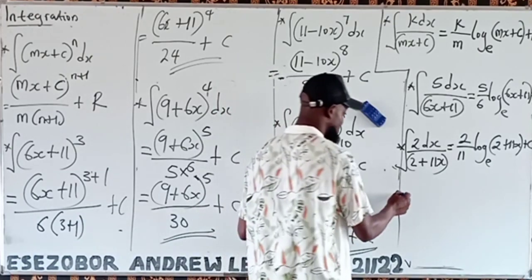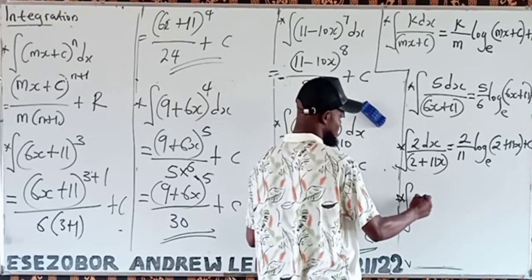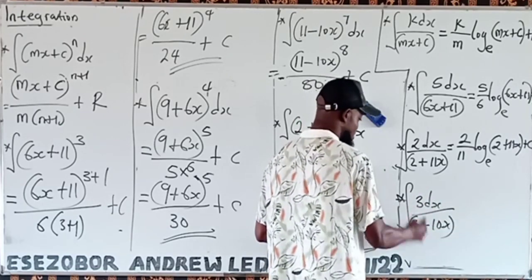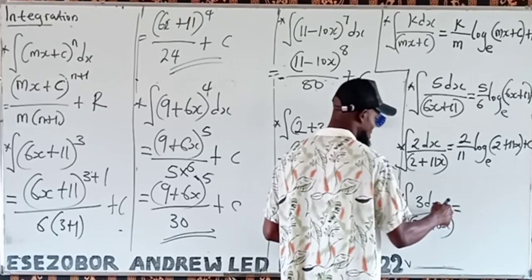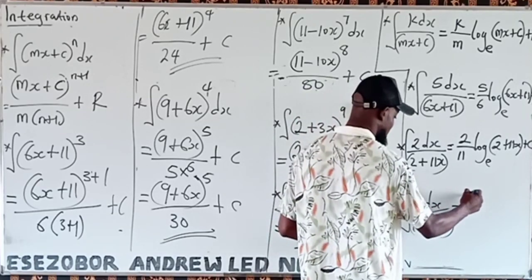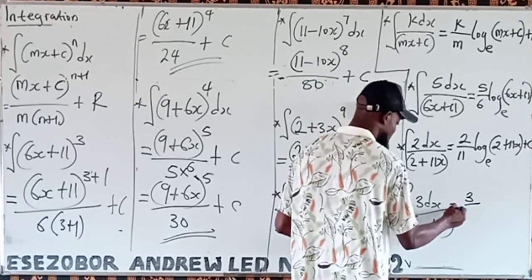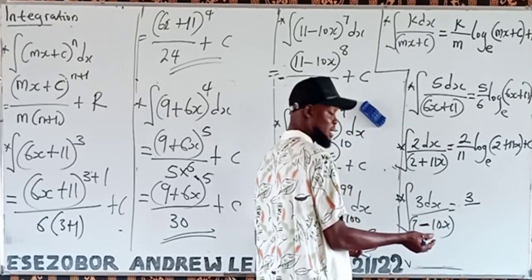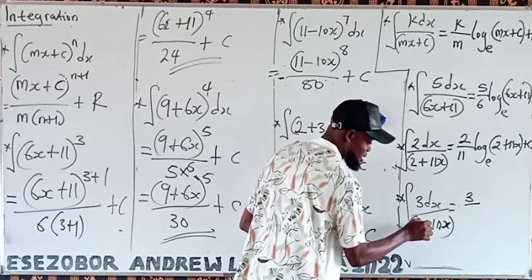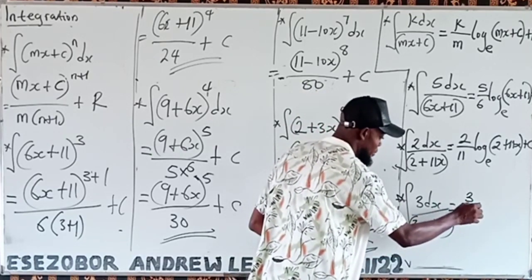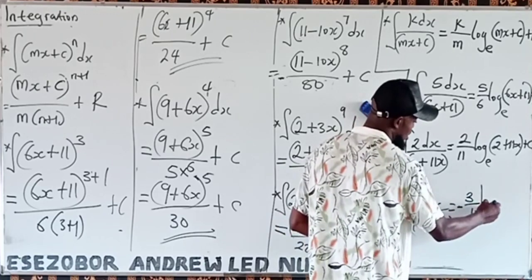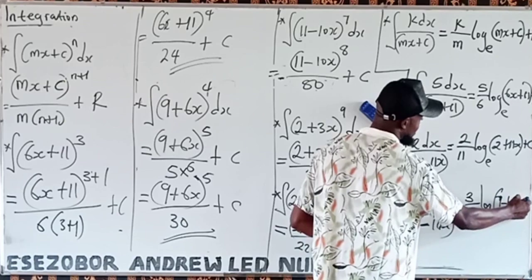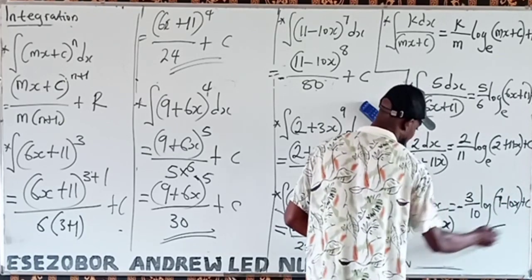Now what about something like this: integral 3 dx all over 7 minus 10x. What do you say the answer to this is? That becomes 3 over what? Is it 3 over 10 or 3 over minus 10? The minus should affect this 10, because 10 is the coefficient of x there. So the minus will show up as 3 over minus 10, then log of the full base, which is 7 minus 10x, plus c. That's what I'm going to have.